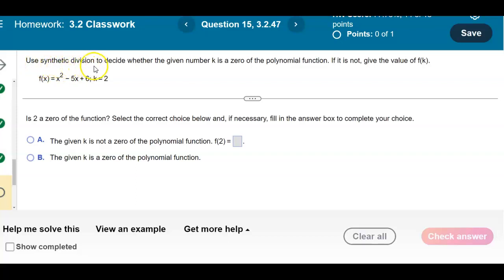Use synthetic division to decide whether the given number k is a zero of the polynomial function. If it is not, give the value of f of k, meaning what would be the remainder. So in this case here we have f of x equals x squared minus 5x plus 6, where k is equal to 2. We want to know whether 2 is a zero of the function.